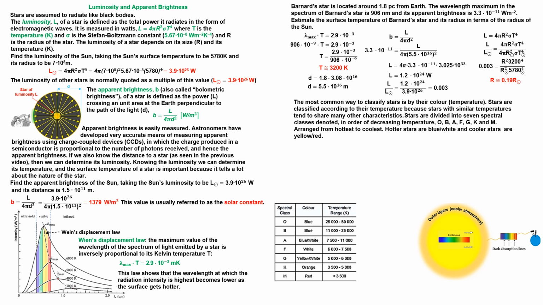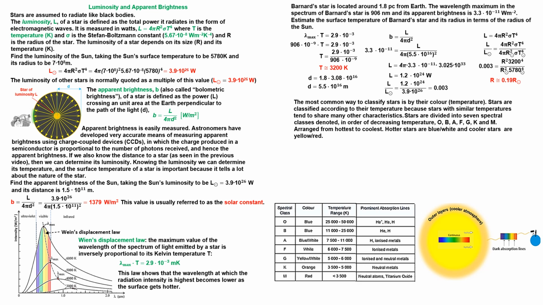The table below shows the classification of stars by spectral class, including the prominent absorption lines in each class.